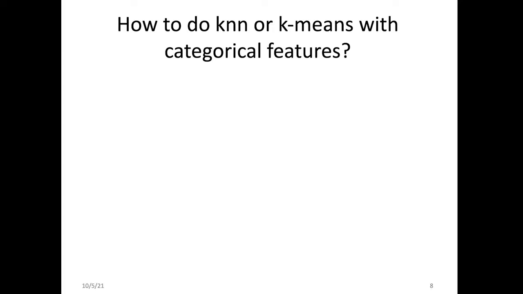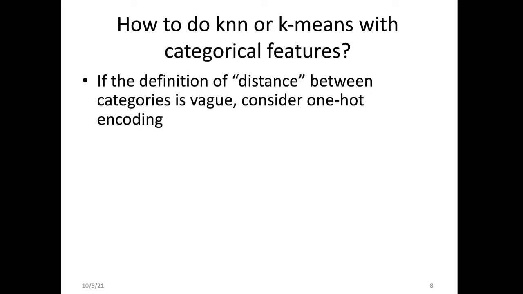Oh, and last week one student asked about how to do KNN or K-means with categorical features. Okay, so let's think about it. For KNN and K-means, a fundamental thing they need to be able to compute is the distance between two data points based on their features, right? For KNN, you need to find the K-nearest neighbors based on the features. For K-means, you need to be able to compute the distance from the centroids to other data points. So again, you need to be able to compute the distance between two data points based on the features.